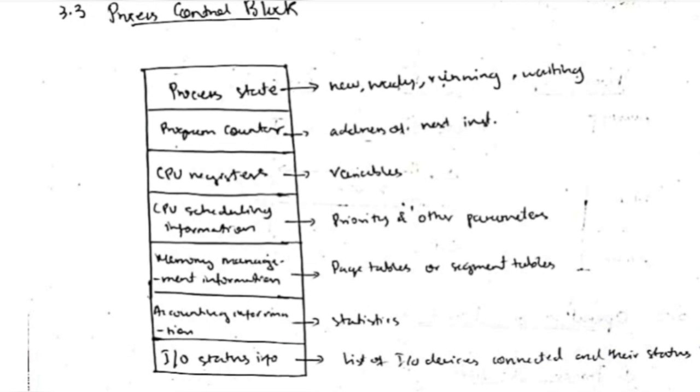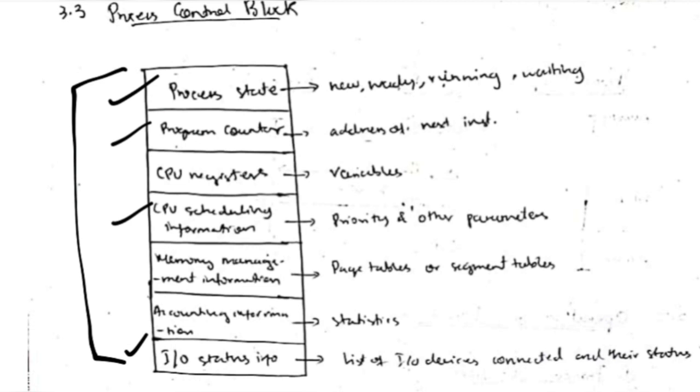Process control block is a type of data structure which will have the following information about the process, like the process state, program counter, the CPU information, the input output status, and other information, okay. So by using this block, the processor can easily access the required data.